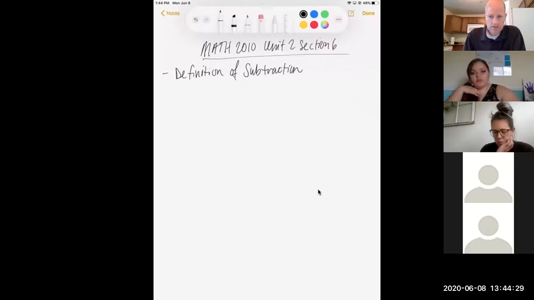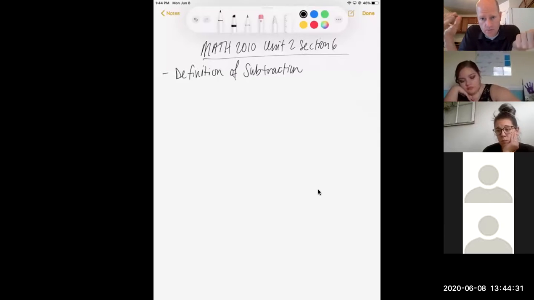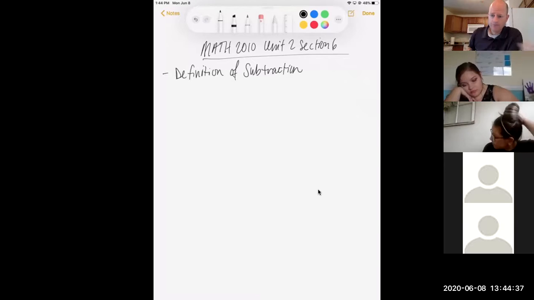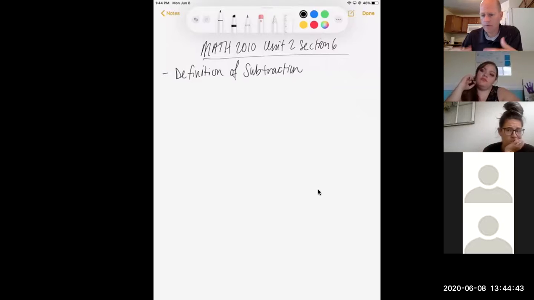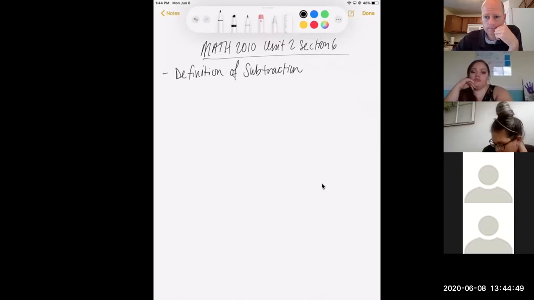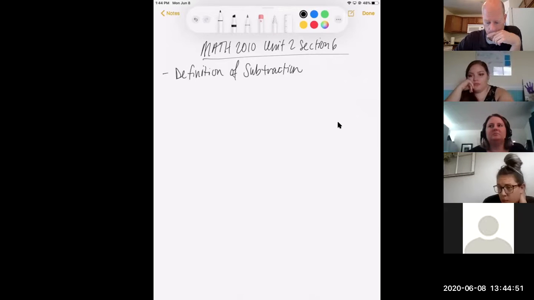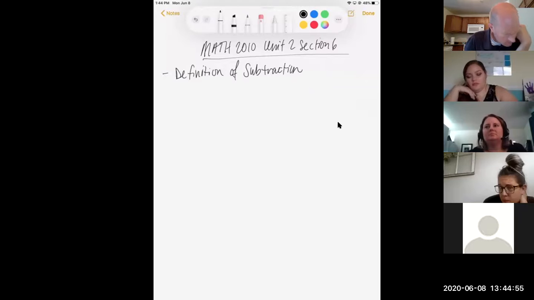Definition of subtraction. So if you were to try to explain subtraction to somebody who hasn't heard about it before, like a little kid or something, what would you say? The word subtraction is a vocabulary word. It should come with a definition, some ideas. What is subtraction? What do you guys think? You're taking something away. Okay, great. So takeaway is one.